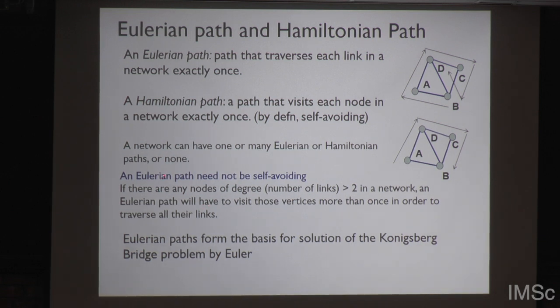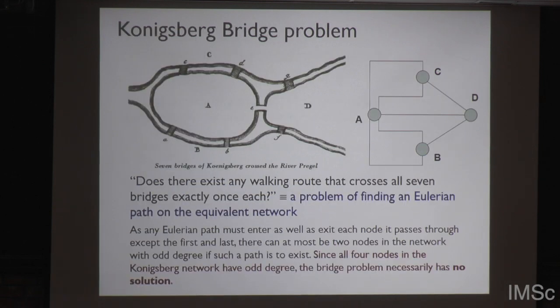Now, an Eulerian path need not always be self-avoiding. You might have to go through the same node multiple times, often when you have to visit each edge exactly once and once only. And in fact, it's the Eulerian path which formed the basis for the solution of this Königsberg problem. So let's look at the Königsberg problem once more.